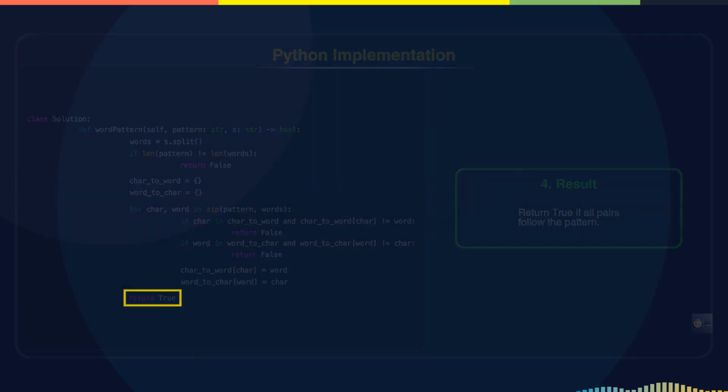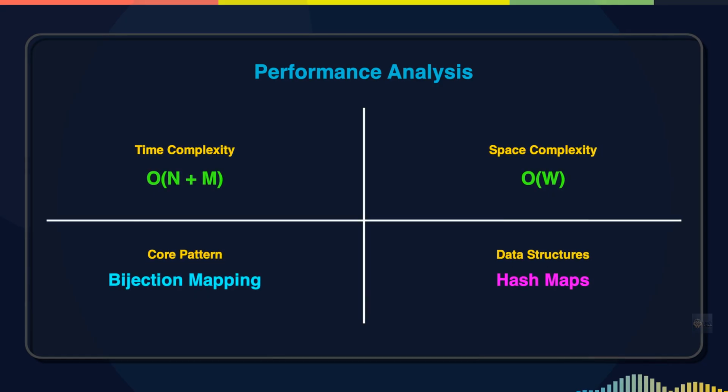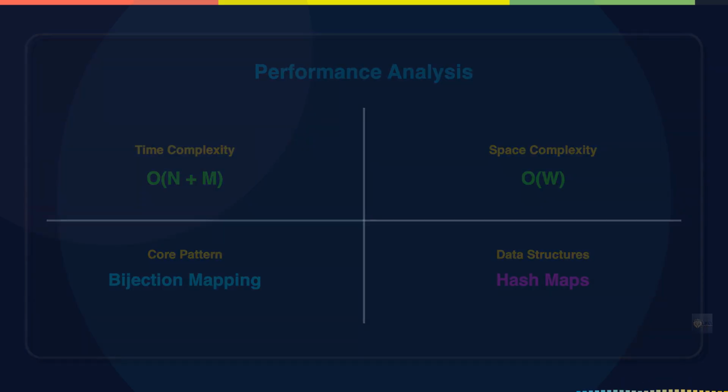Looking at the complexity, the time complexity is O of n, where n is the number of characters in the pattern, or words in the string. We traverse the input exactly once. The space complexity is also O of n, because in the worst case, we store every unique character and word in our hash maps. And that is the word pattern challenge, mastered.